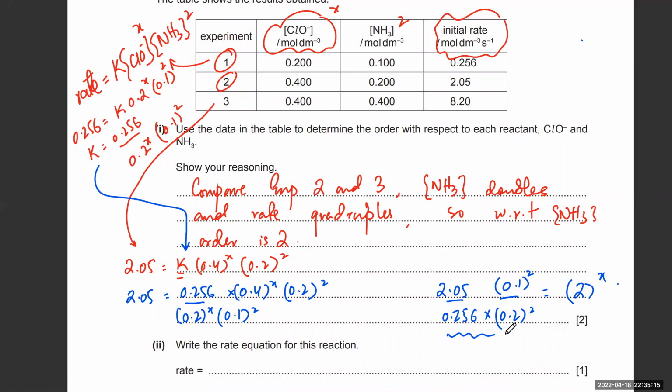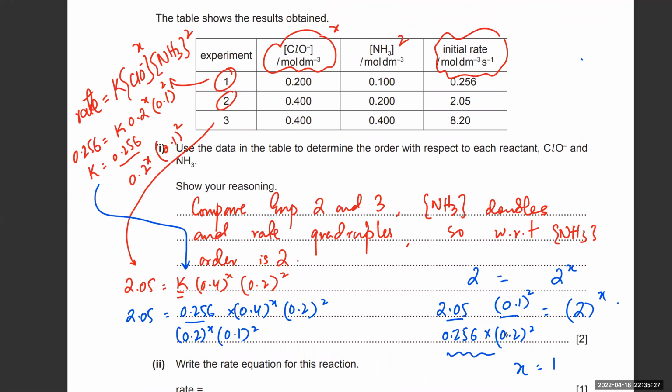I'm getting 2.00. So you're getting 2. So this entire thing is 2, right? So 2 is equal to 2 to the power x. So what is x? X is 1, right? So x over here, the order with respect to this thing, comes out to be equal to 1, because 2 to the power x is equal to 2. So that's x being equal to 1.